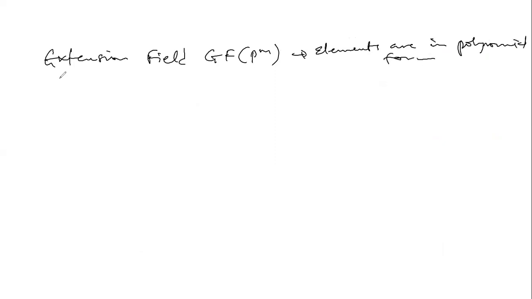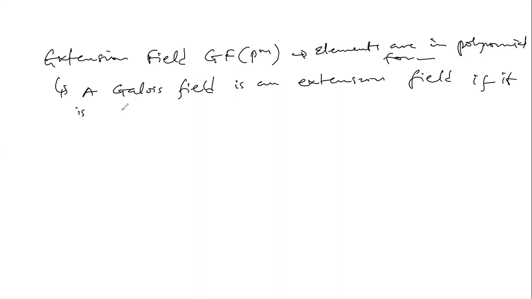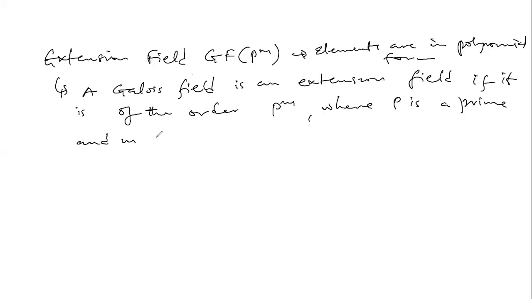Extension field. So we have the Galois field P to the N, right? And here we said the elements are in polynomial form. So here we say that the Galois field is an extension field if it is of the order P to the M, where P is a prime and M is a non-negative integer, right? Integer, so it means that it is a positive value.